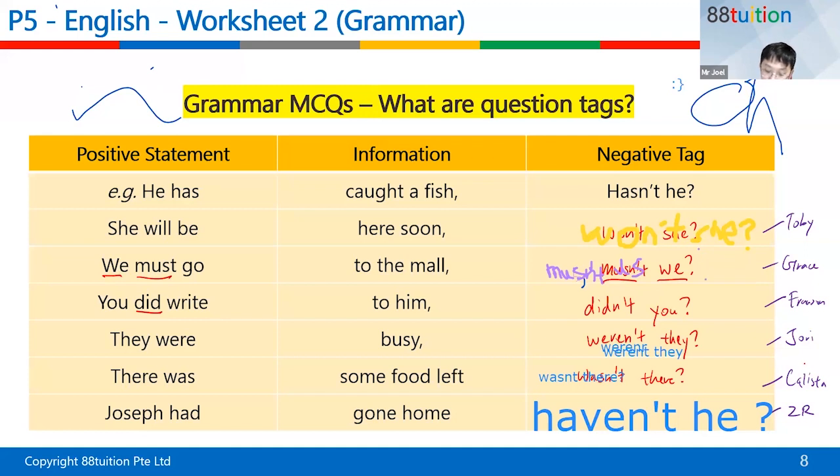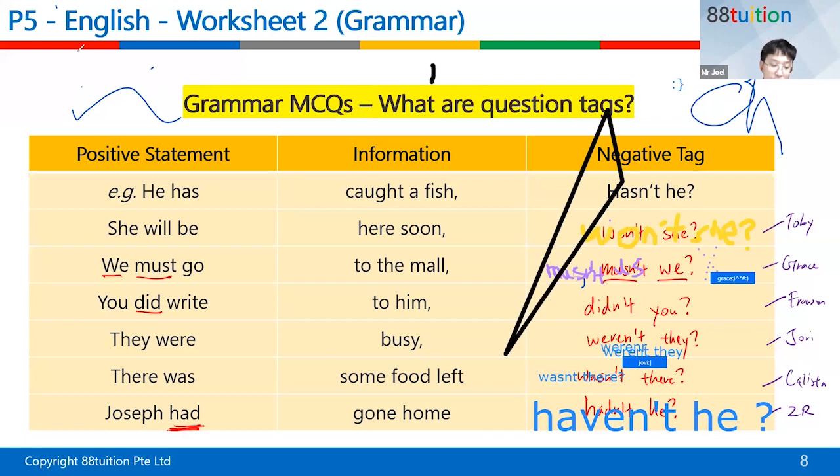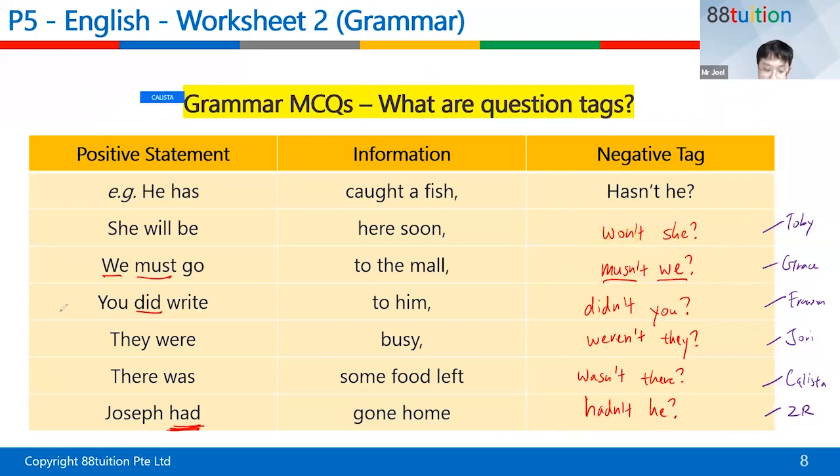Zero. Joseph had gone home. Oh, look, it's hadn't, not had. So you changed that to the wrong one. It's supposed to be Joseph had gone home, hadn't he? There is such a thing as hadn't, although it sounds pretty weird. And there we go. All the correct answers right here. Okay, so these are basically your question tags, yeah, boys and girls. And it's important to learn them because they commonly are tested during your grammar MCQs.